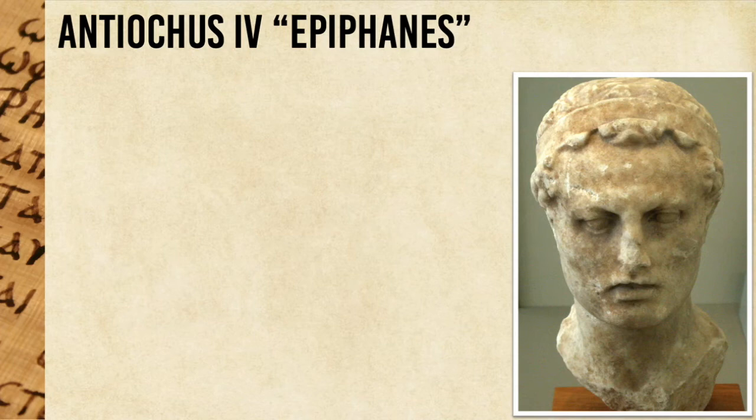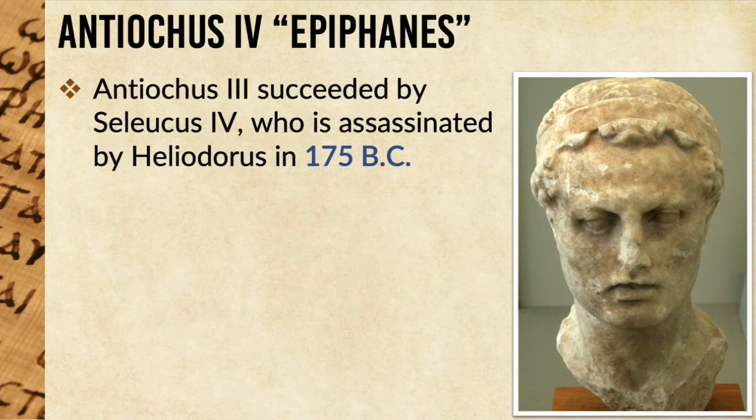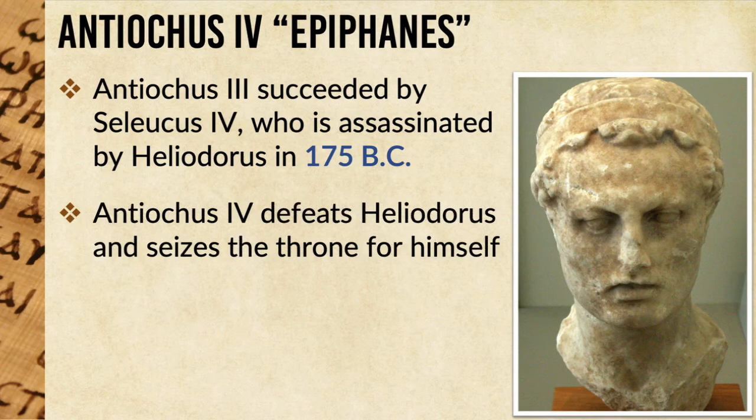Okay, so Antiochus IV. Antiochus III is succeeded by Seleucus IV, who was assassinated by Heliodorus in 175 BC. All right, so Antiochus III dies. He dies in Persia. Seleucus IV takes over. Seleucus IV then is assassinated by a fellow whose name was Heliodorus. That's in 175 BC. Antiochus IV then defeats Heliodorus and seizes the throne for himself.